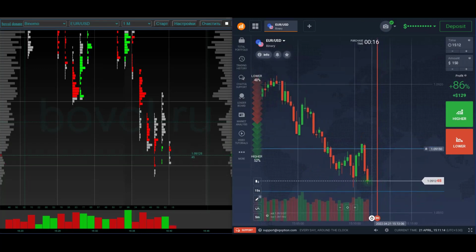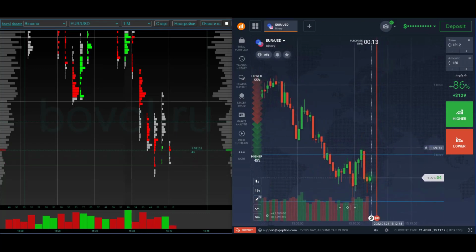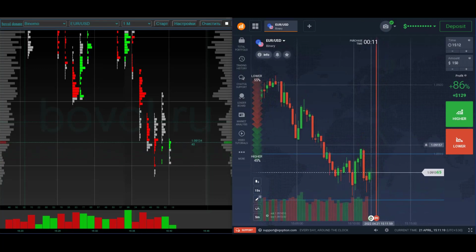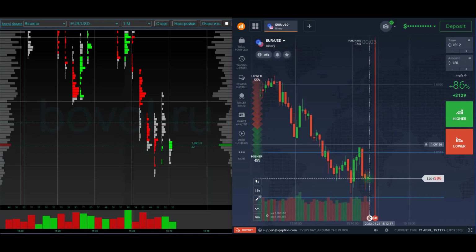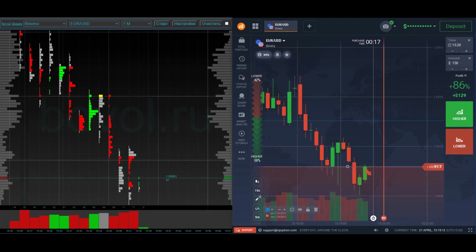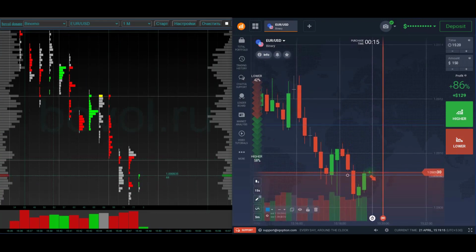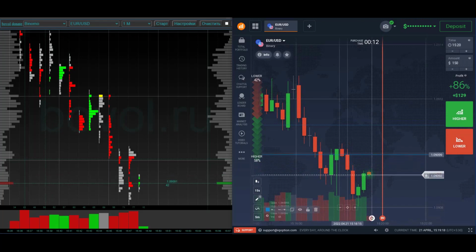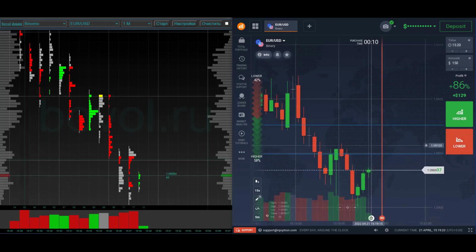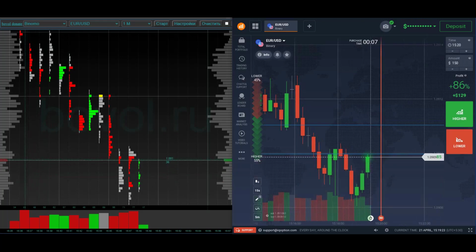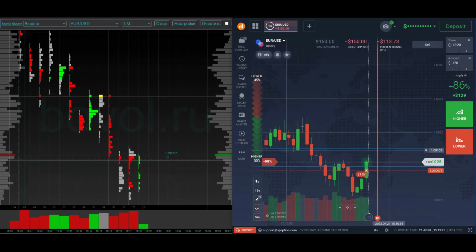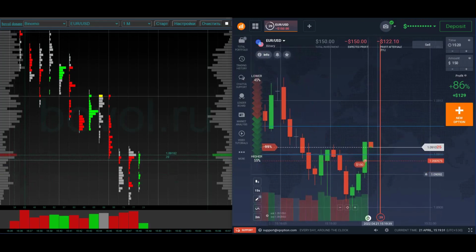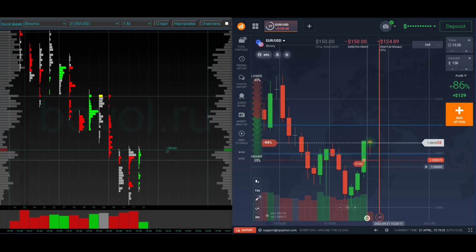I'm looking for a good opportunity. Still I'm looking for a good opportunity. If I miss the entry point, I missed. I never try to place any late entry. So it's better to wait for the good entry point where you can easily make money. This is a strong level here. Okay, late entry. Okay, let's see the result.